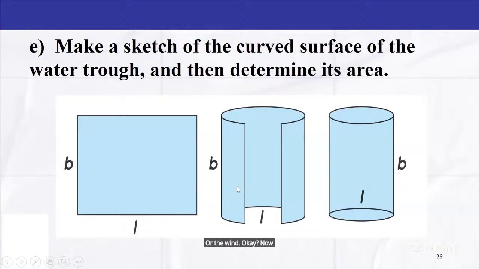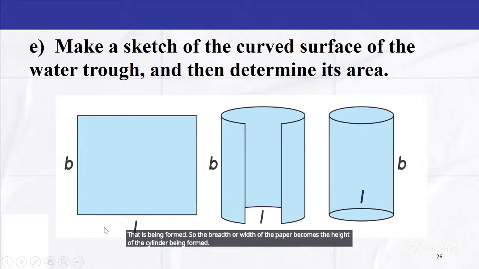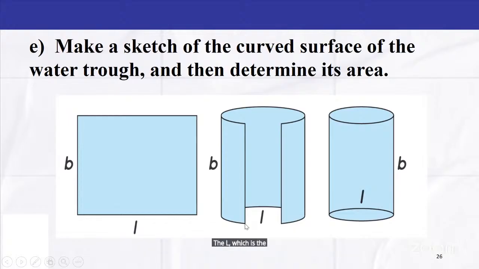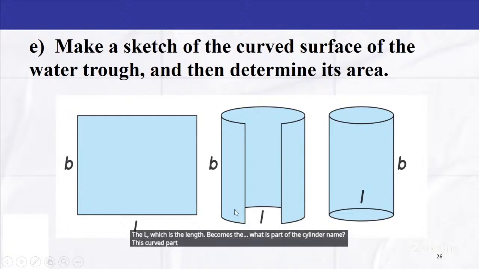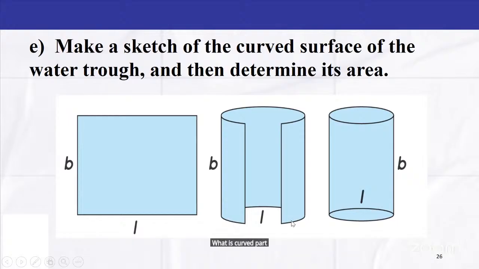Now, when I curve the paper around, the width of the paper becomes the height of the cylinder that is being formed. So the breadth or width of the paper becomes the height of the cylinder being formed. The L, which is the length, becomes the, what is part of the cylinder name? This curved part around here. Can anybody tell me what this curved part represents on the cylinder before I say it? It is even clearer in the last one. What does it represent?